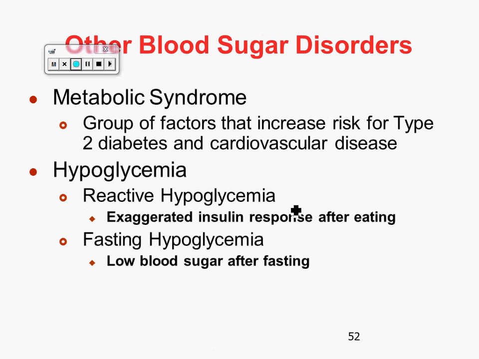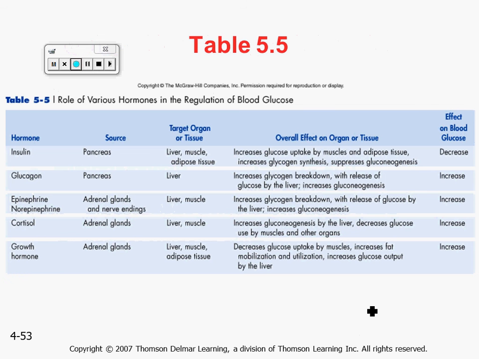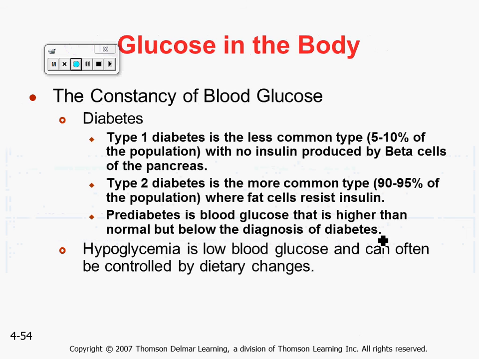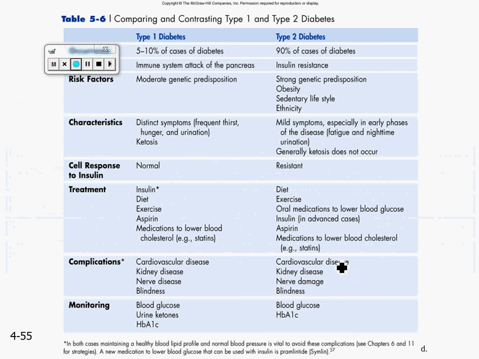Metabolic syndrome, we'll talk about a little bit more when we get into the lipid chapter. We see a lot of patients with metabolic syndrome. Hypoglycemia, when do we classify a patient with hypoglycemia? When their blood sugars are less than what? 50 milligrams per deciliter. Hypo means what? Low blood glucose. All right, so this is overall effects on the organs, and we talked about type 1 and type 2 and all the symptoms and so forth.